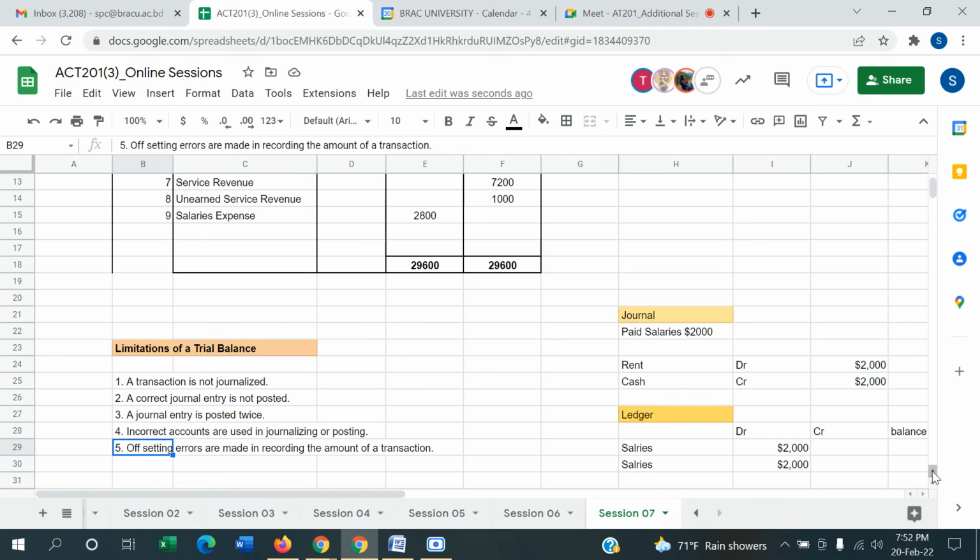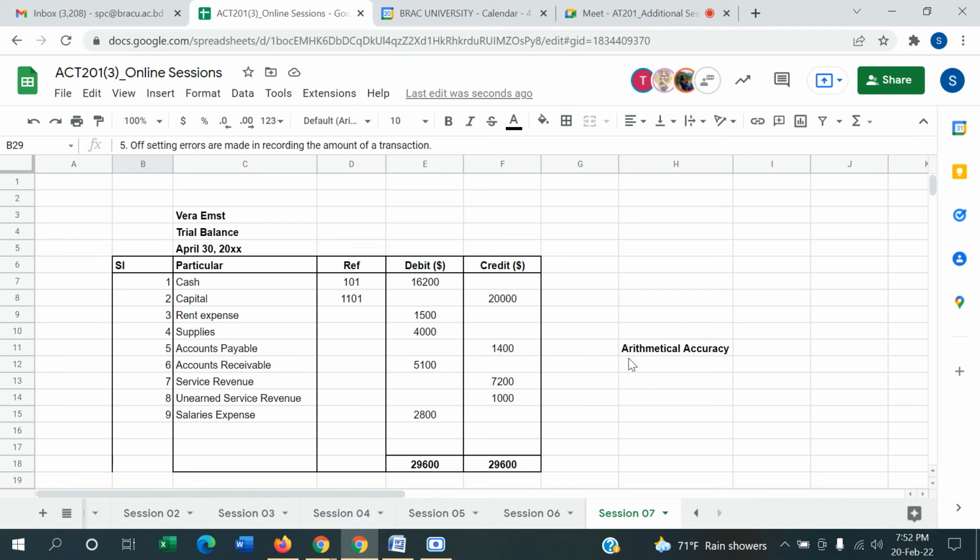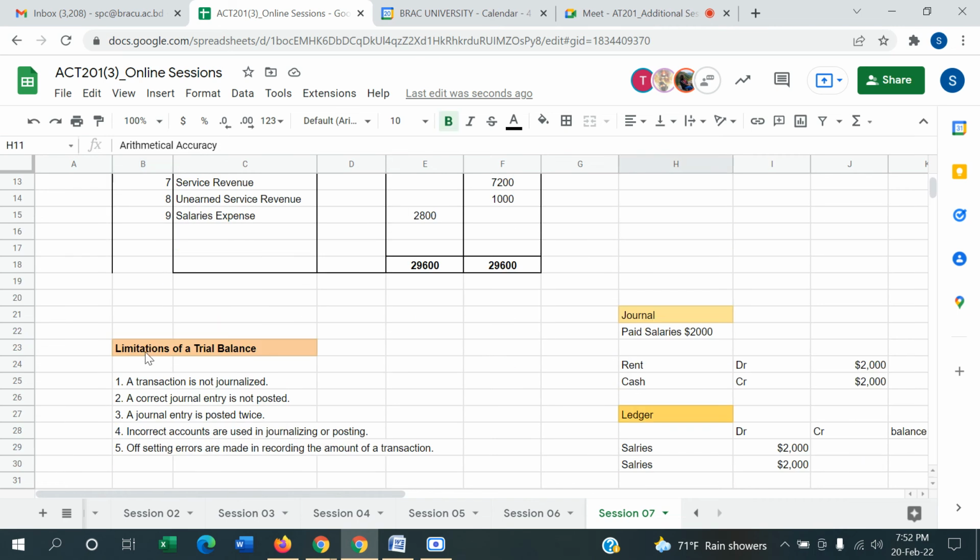So these are the things that happen when we prepare the trial balance. Firstly, we need to find out arithmetical accuracy. Secondly, we definitely have to mention that whenever we prepare a trial balance, it doesn't mean that we haven't made any mistakes. These are the different types of mistakes that can happen while we record in journals, post to the ledger, or transfer to the trial balance. These types of mistakes are not identifiable by preparing a trial balance. That's why these are considered the limitations of trial balance.